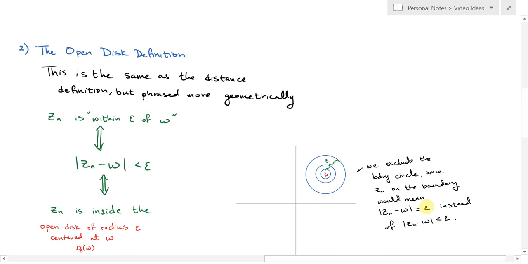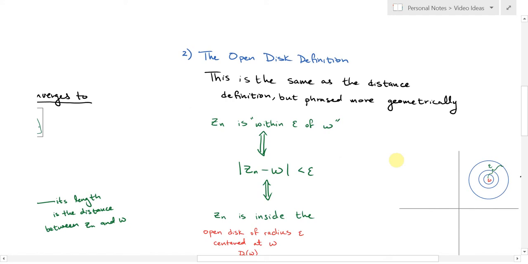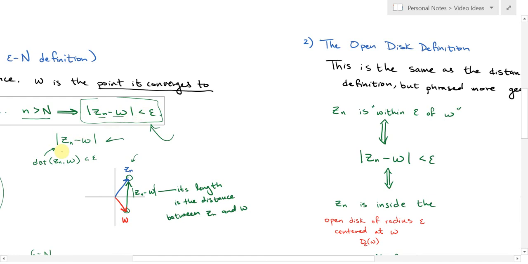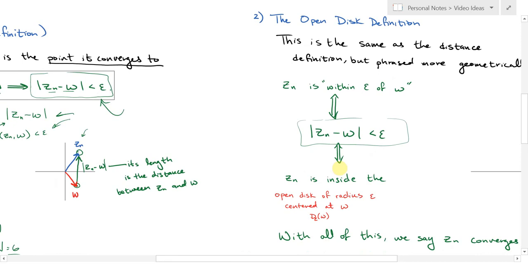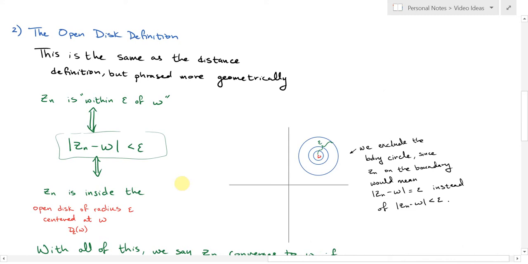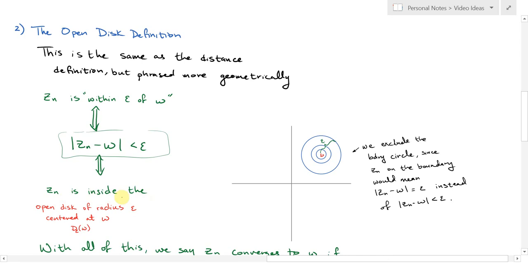Now, this is the same as the distance definition, but it's phrased in a more geometric way. Basically, we're just paying closer attention to what exactly it means to be within a distance less than epsilon of W. So Z sub N is within epsilon of W, within a distance epsilon of W, if and only if, as we saw before, the modulus of Z sub N minus W is less than epsilon. Remember, that was this picture over here. It's the distance between those two points. If and only if, and here's the real point, Z sub N is inside the open disk of radius epsilon centered at W, and we call that D sub epsilon of W in that way.